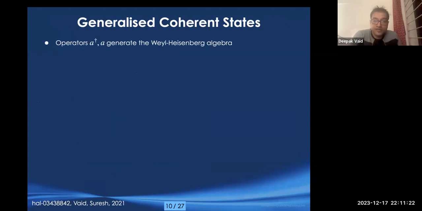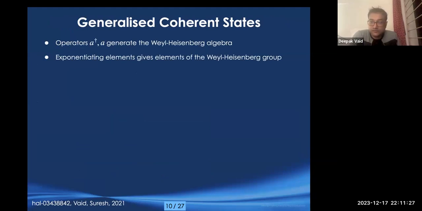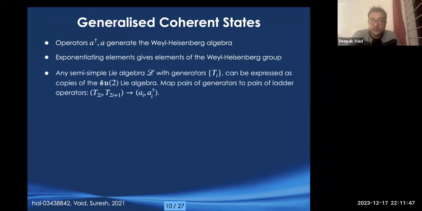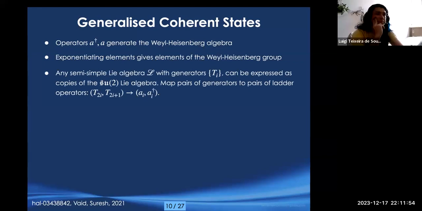So these operators, A and A dagger. When we generalize things, we lose connection to the simpler formalism. Things become a little bit more abstract. They generate this Weil-Heisenberg algebra. And this Weil-Heisenberg algebra, when you exponentiate it, gives you the group.